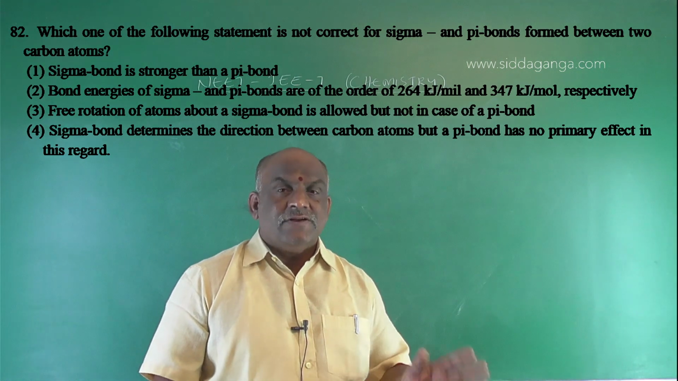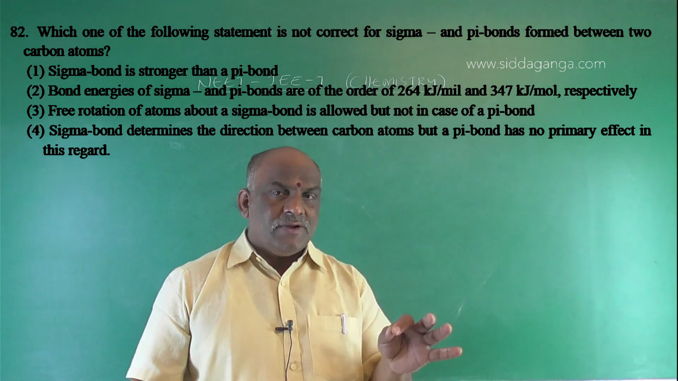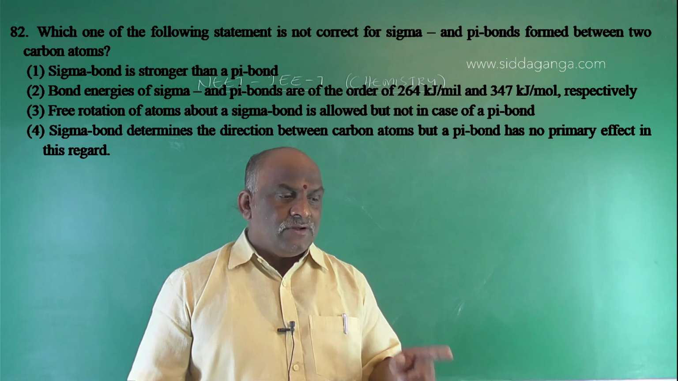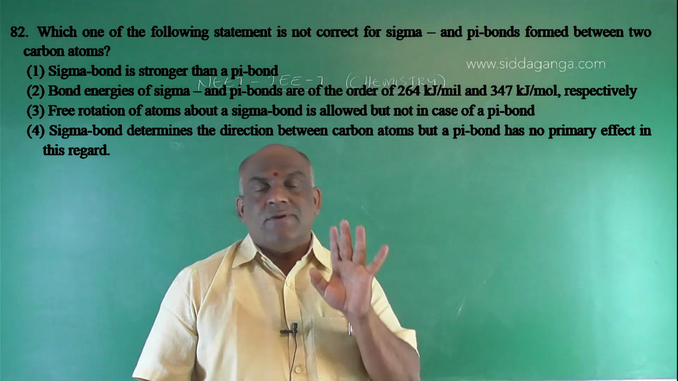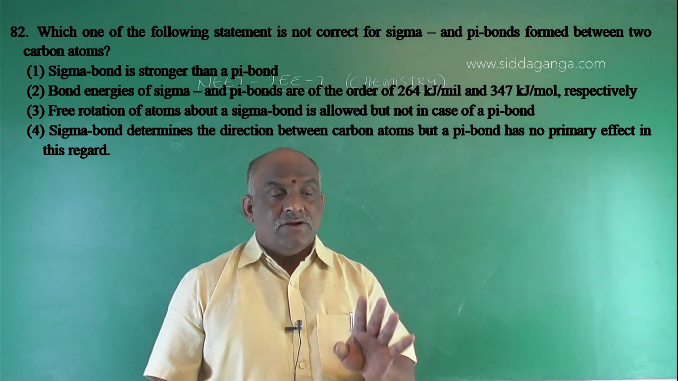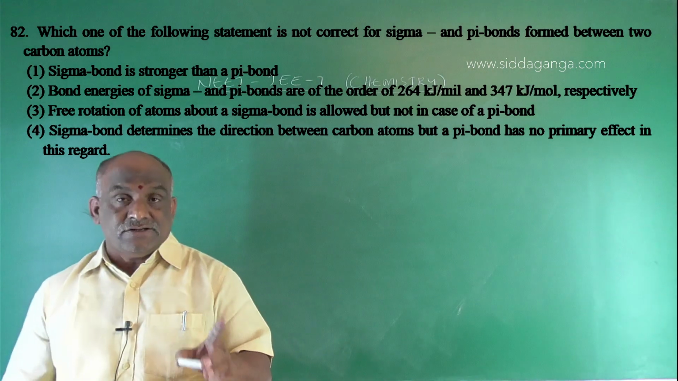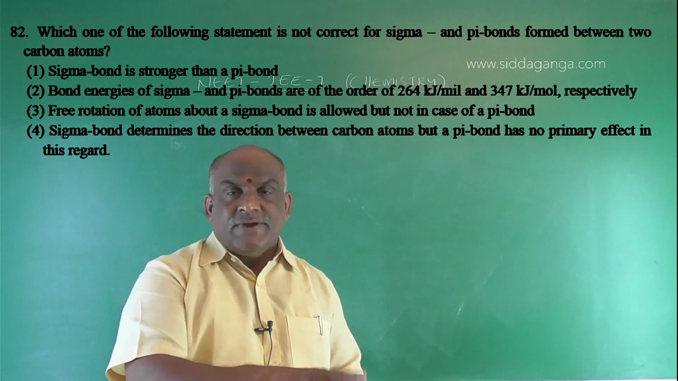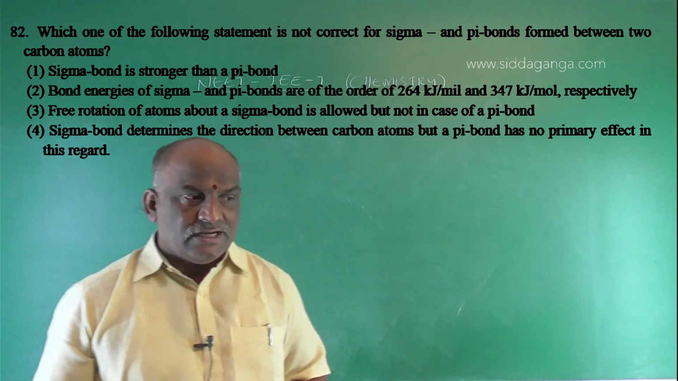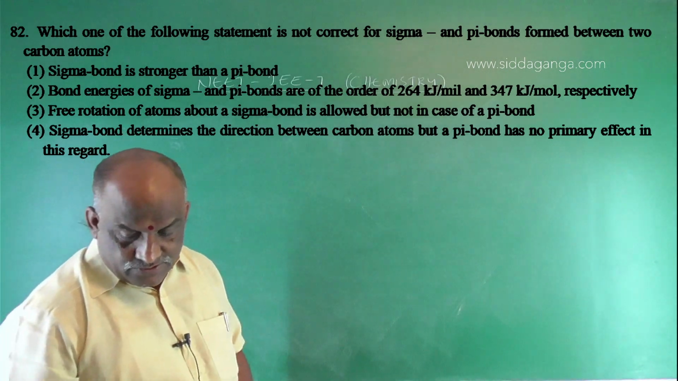So that's why you make the correction in the question paper. In the second option, bond energies of pi and sigma bond, you go with pi and sigma bond as 264, 347. That is the corrected statement. Otherwise, this is also a correct statement. Clear? Next question.